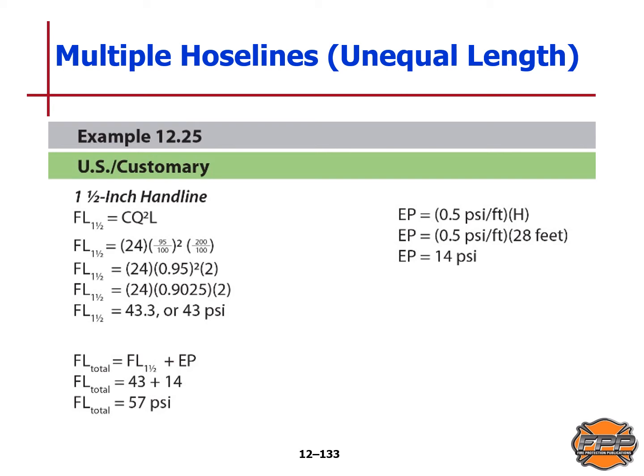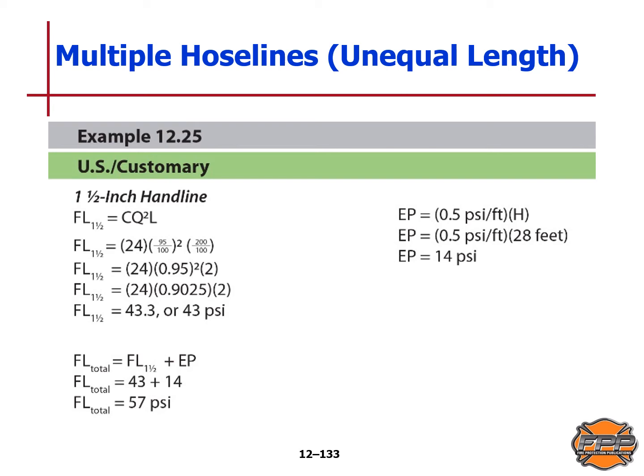So we take friction loss 1.5 equals 24 times 0.95 squared times 2, and our friction loss 1.5, if we continue to work out the math, equals 24 times 0.9025 times 2, and it gives us a friction loss of 43.3, or if we round it, 43 psi.